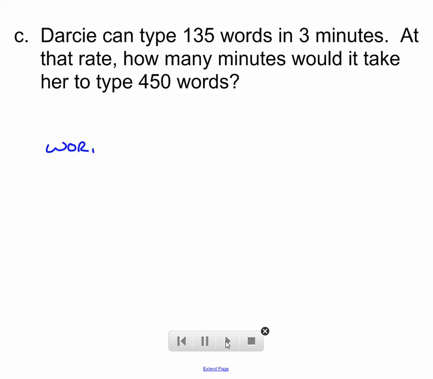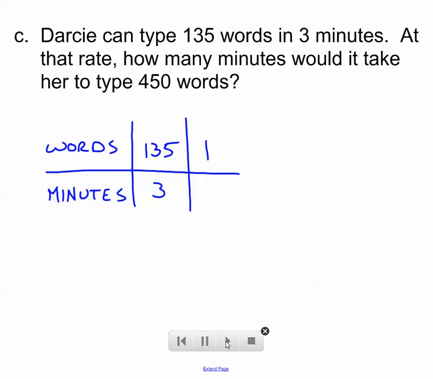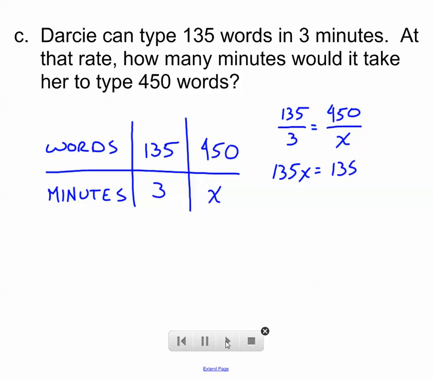Here we go. The words that she types and the number of minutes it takes her to type those words. Okay, 135 words takes her 3 minutes. So we're trying to figure out how long it's going to take her to type 450 words. So 135 over 3 equals 450 over x. 135 times x is 135x. 3 times 450 is 1,350. Divide both sides by 135 and we get 10 minutes. So I said about 9 minutes, more than 9 minutes. So I was right. It's 10 minutes. And that does work out perfectly.